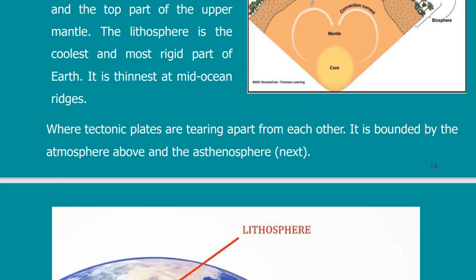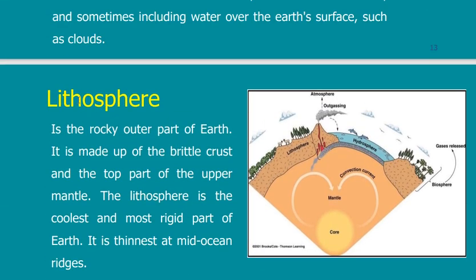It is bounded by the atmosphere above and the asthenosphere, which is below. So next we are going to study something called the asthenosphere. Just when we come to it, but you need to know that now the lithosphere is the rocky part. It consists of the crust and part of the layer below it, which is part of the upper mantle.